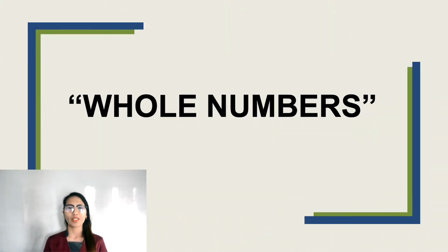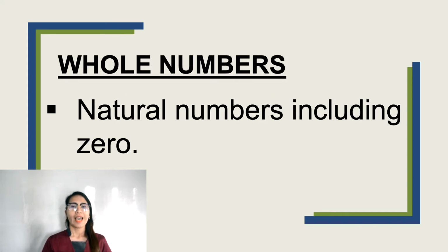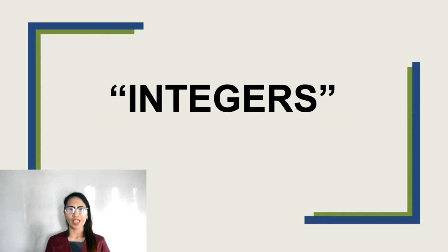Now, the set of numbers including 0 are called whole numbers. As you notice, whole numbers are exactly the same as natural numbers, except 0. We can say that natural numbers are also whole numbers, but not all whole numbers are natural numbers. Now, the next classification is integers.